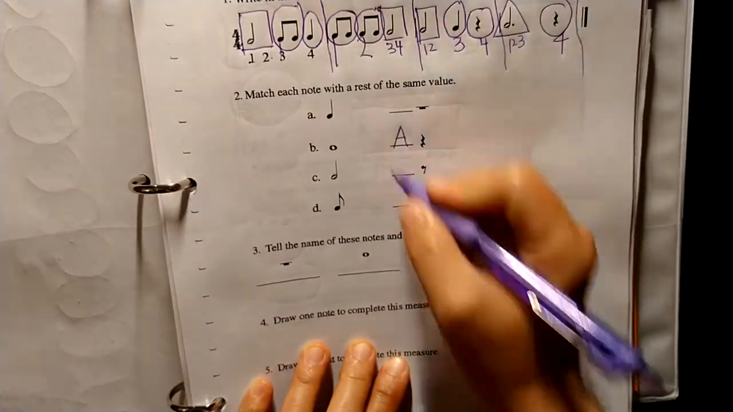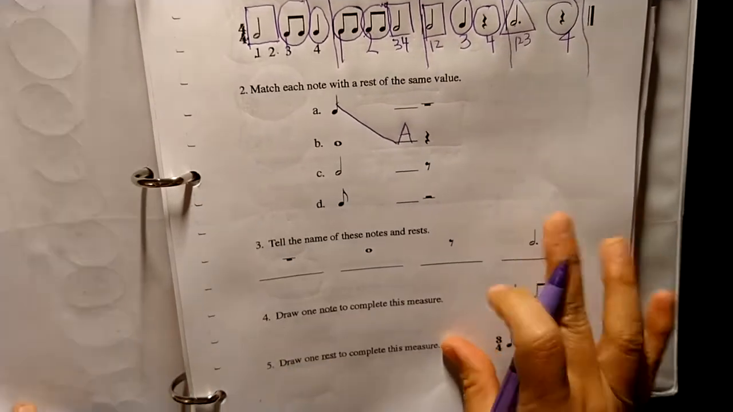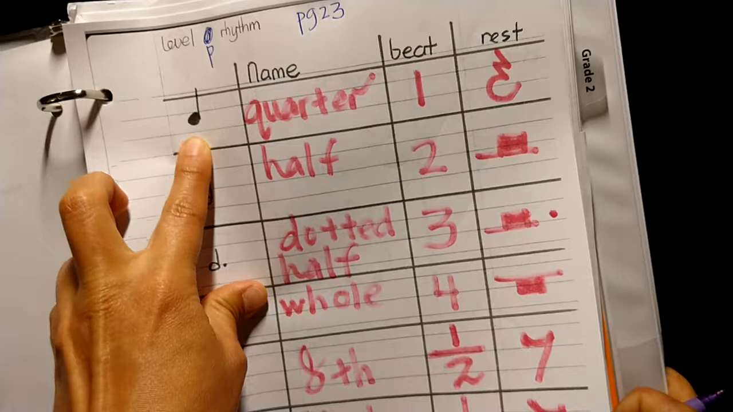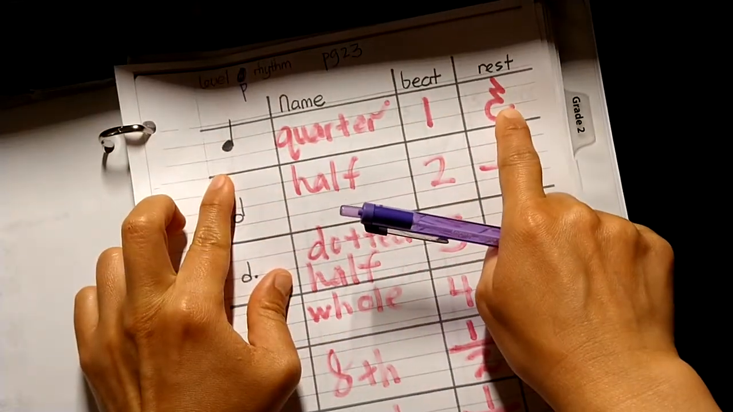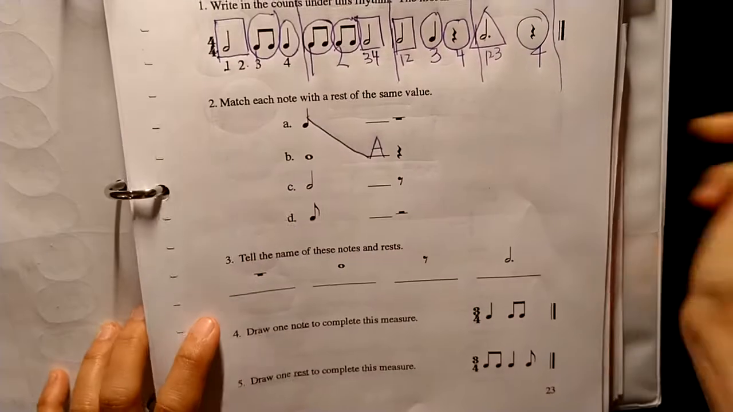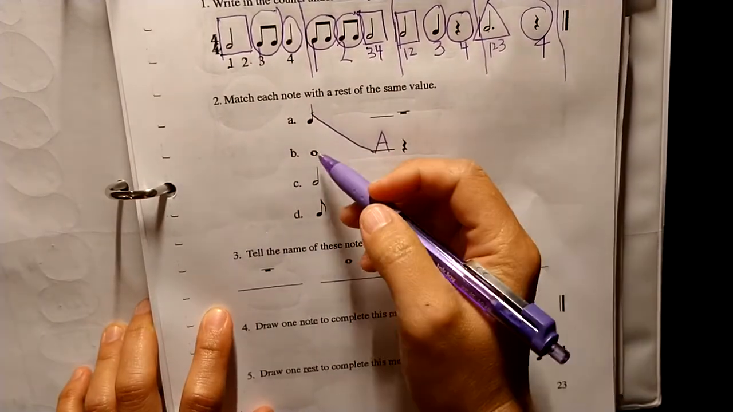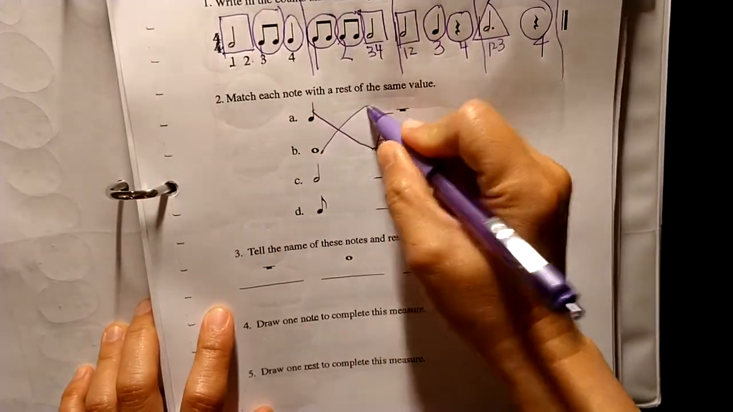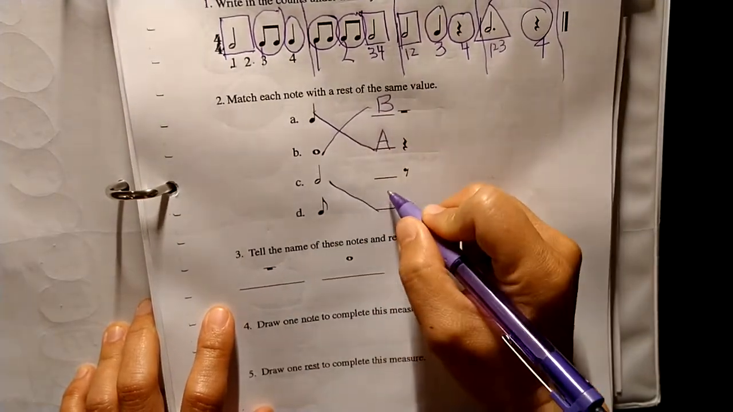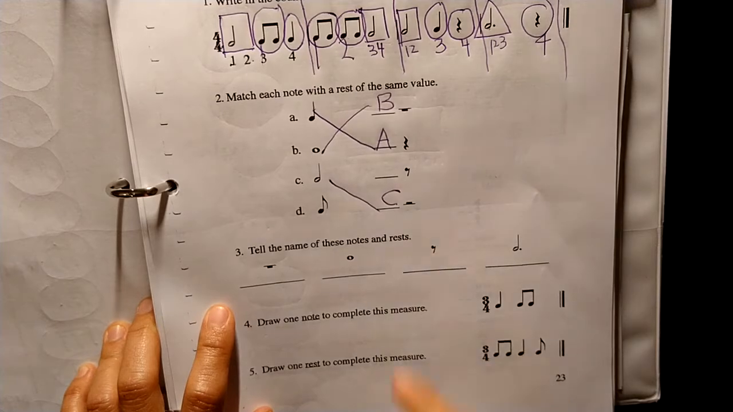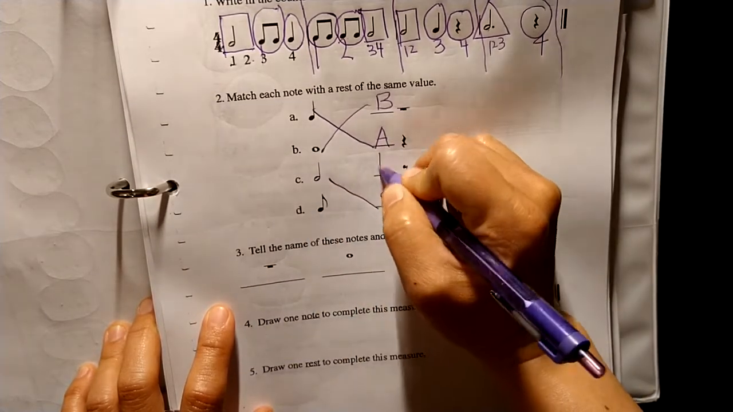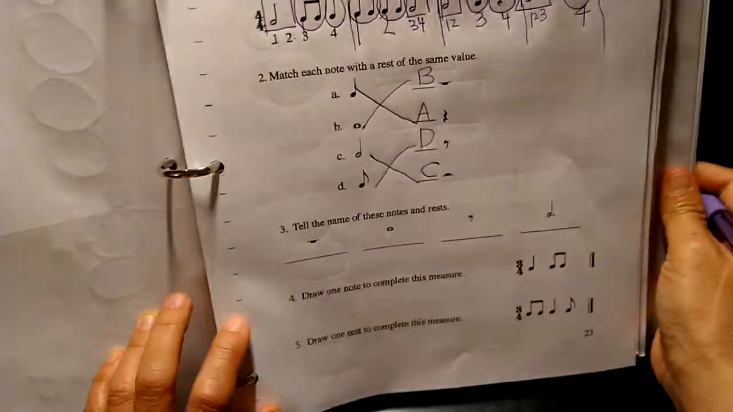So you write A here, right? How do I know that? Quarter note matches with quarter rest. Easy. Okay. So if you know your first page just now, then you should know this one. This is whole note, matching with your whole rest. Half note matches with the half rest, and the eighth note matches with an eighth rest.